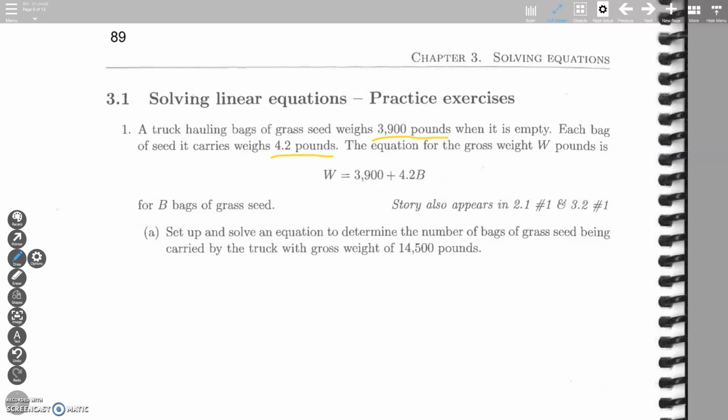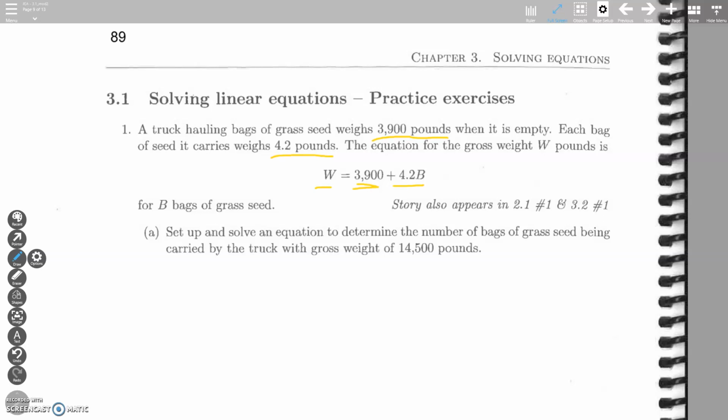And we want to know what the total weight of the truck is, because taxes and things are based on total weight. So we have this equation, and this is from before as well. W, which is the gross weight of the truck, equals the starting weight of 3,900 plus 4 2/10 pounds per bag times the number of bags.